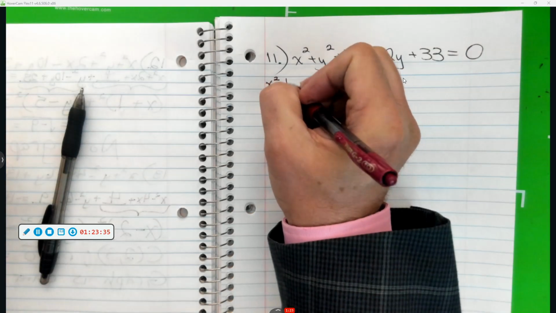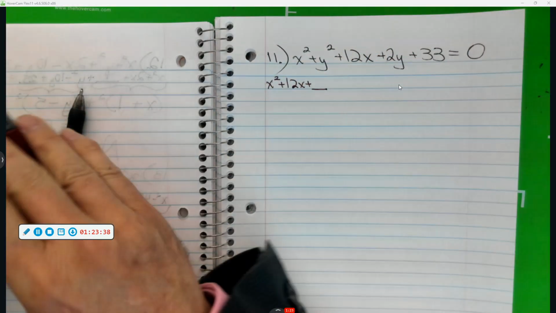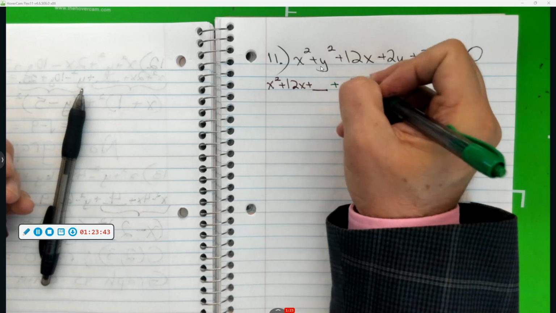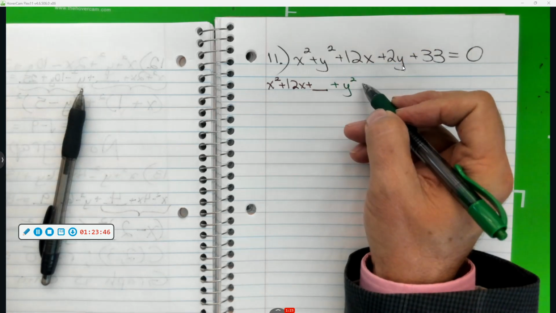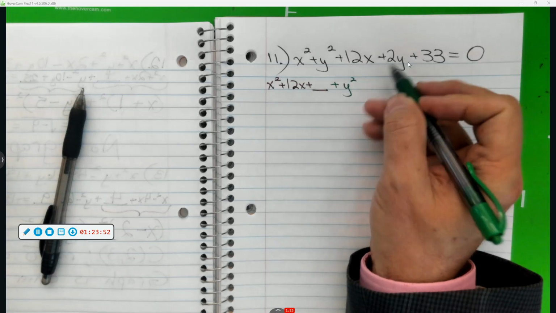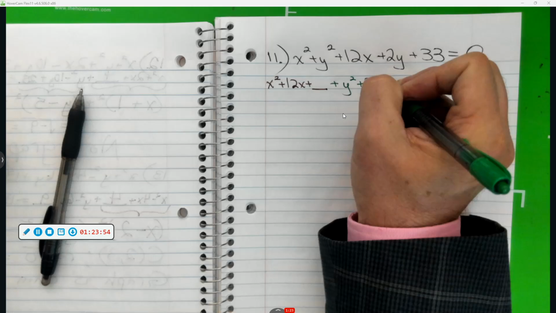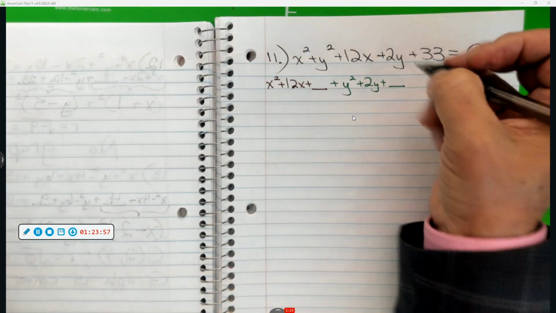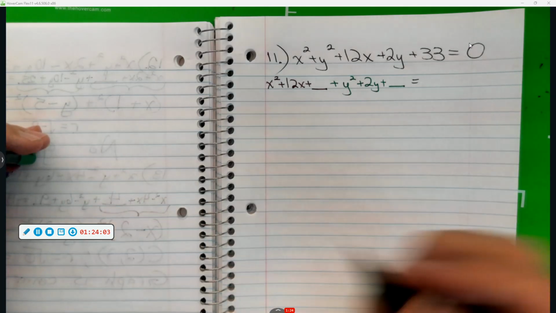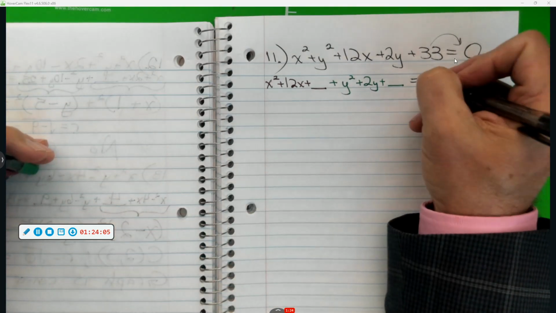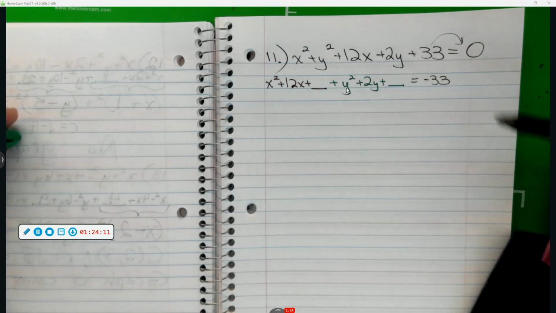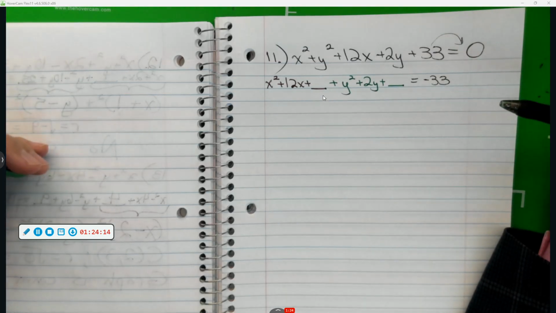X squared plus 12x plus, skip some space. Then I group my y terms together. Y squared. What am I going to write here beside this y squared? I just am curious if y'all are following what I'm doing. Plus 2y. Plus 2y, I agree. Plus, skip some space. What have we got on the right-hand side? 33, or negative 33. Negative 33. And we can't say, oh, that's negative, so it's not even a point. There's no graph. Not until you get it into center-radius form.